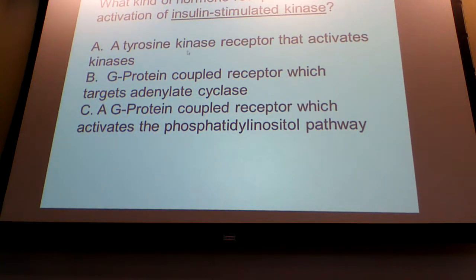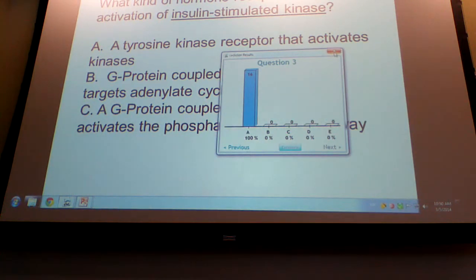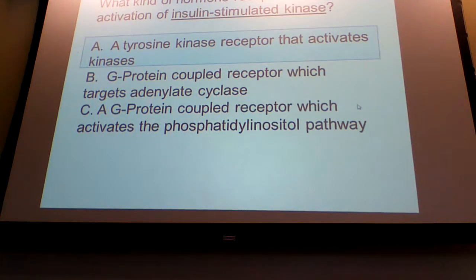Next one, what kind of hormone receptor will lead to activation of insulin-stimulated kinase? If you haven't figured this out already, there's only 3 choices. They're the same 3 choices. I just asked you 3 questions. It's a trap. There you go. Yay. Insulin is the tyrosine kinase.